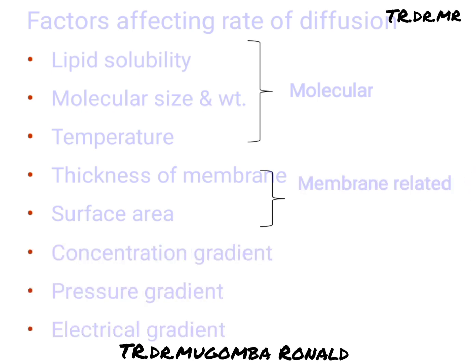So when you look at other factors like the concentration difference, the concentration gradient or the slope, how different are the concentrations on either side of the membrane? If the concentration difference is very high, then we shall have a very fast rate of diffusion. The pressure gradient and the electrical gradient, all those are factors that affect the rate of diffusion.